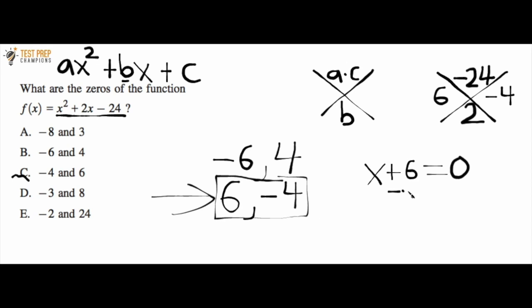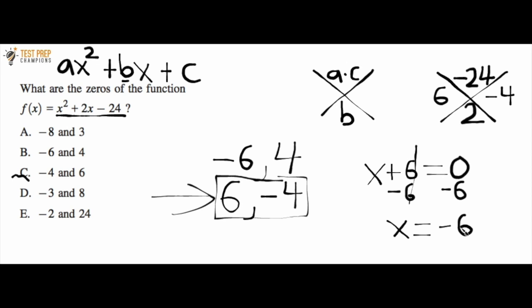So if I have x plus 6, I have to subtract 6 on both sides of the equation. All right, so positive 6 minus 6 cancels out, and 0 minus 6 is just negative 6. So one of the answers would be x equals negative 6.